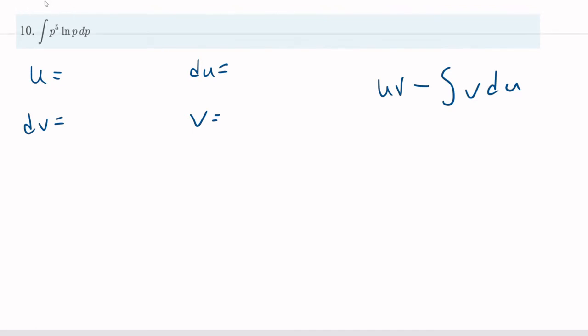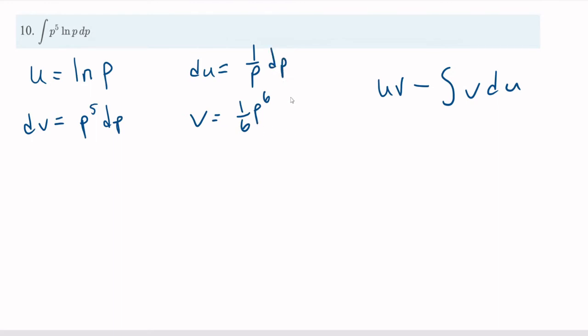All right, so instead we choose natural log here, which leaves p to the fifth here. Okay, so the derivative of natural log is 1 over p. The antiderivative of this, oh, that's not too bad, right? It doesn't get crazy. Just p to the sixth. Okay, so this isn't too crazy. So let's just see what happens.